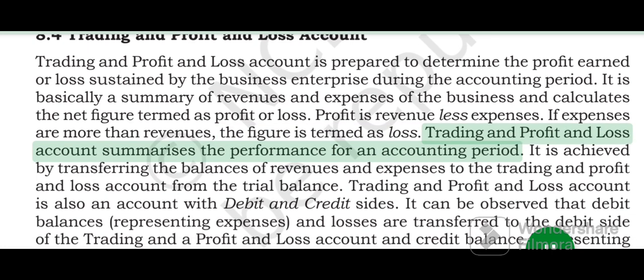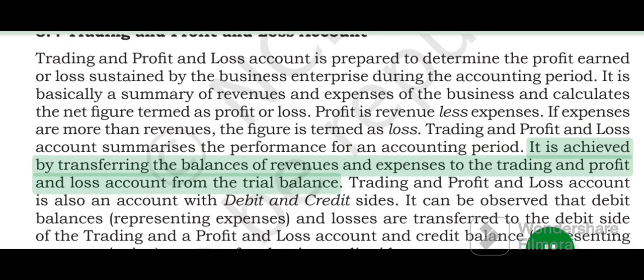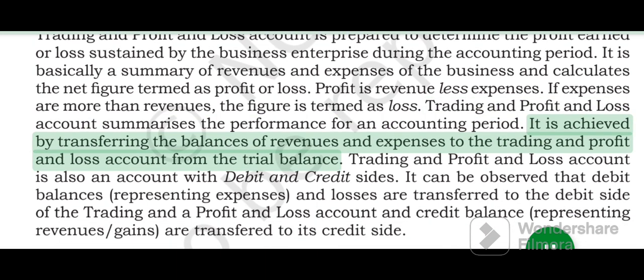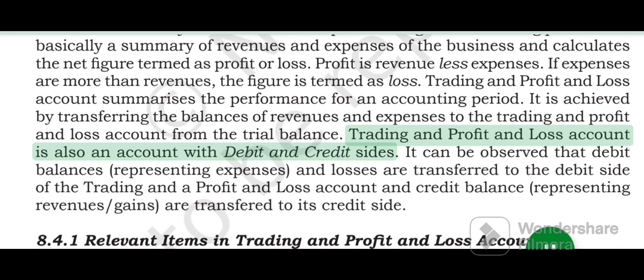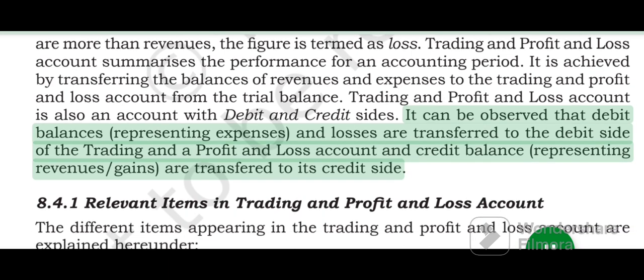Trading and profit and loss account summarizes the performance for an accounting period. It is achieved by transferring the balances of revenues and expenses to the trading and profit and loss account from the trial balance. Trading and profit and loss account is also an account with debit and credit sides. It can be observed that debit balances, representing expenses and losses, are transferred to the debit side of the trading and profit and loss account, and credit balances, representing revenues and gains, are transferred to its credit side.